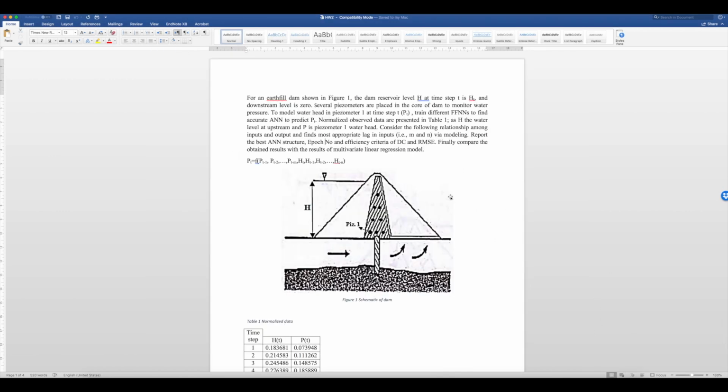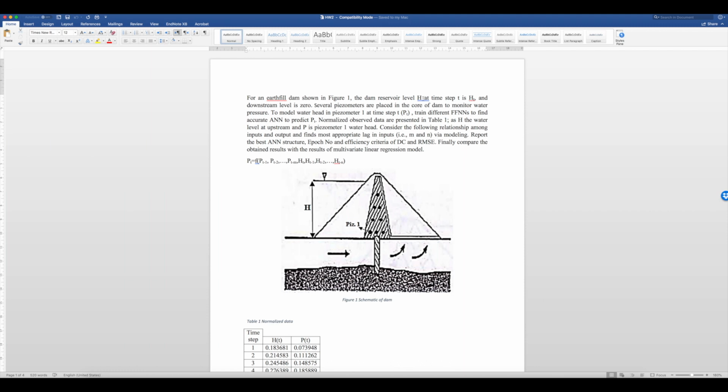In order to start and use MATLAB for this purpose, we will have an example. The example says an earthfill dam is shown in figure 1. We have a dam, an earthfill dam, and we have H at time step T, which is the water level at the reservoir, and also a reading of the piezometer, which is located here, at time step T also. So we have H and P readings.